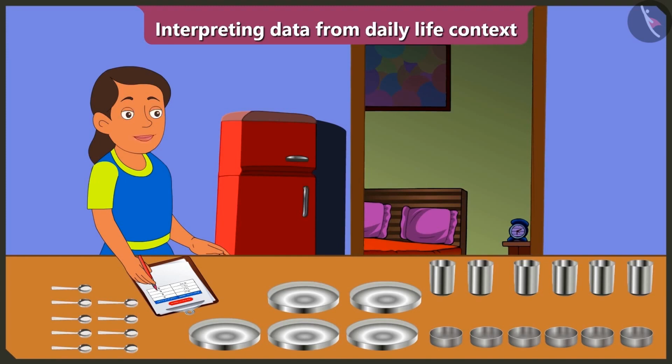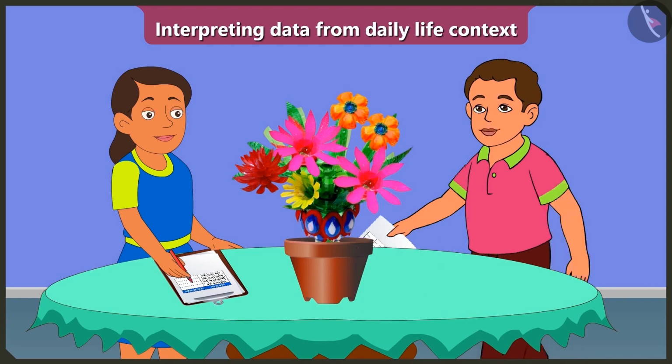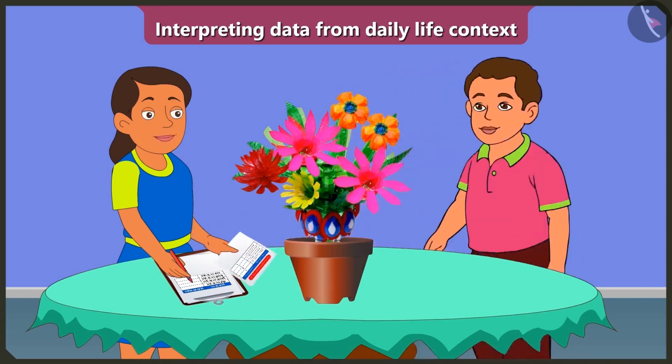Now let's see the second example. Come on, now I will fill this table by counting how many and which color plastic flowers are there in this flower vase. Pink flowers, 1, 2. Hey, Bubbly, you don't need to count these flowers. Look, I have filled the data about the flowers which are in the flower vase. Thank you, Bunty. I will interpret the data from this table.